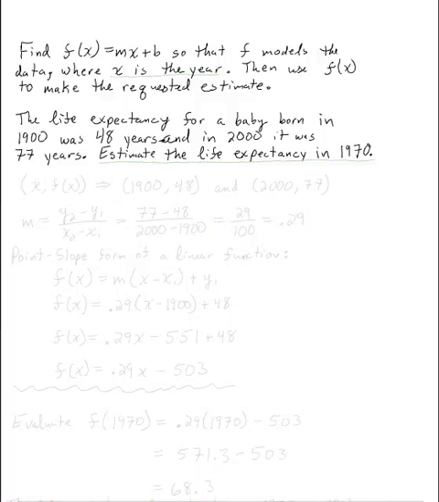Find f of x equals mx plus b so that f models the data, where x is the year. Then use f of x to make the requested estimate. The life expectancy for a baby born in 1900 was 48 years, and in 2000 it was 77 years. Estimate the life expectancy in 1970.